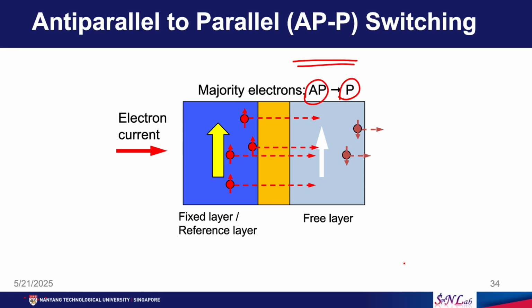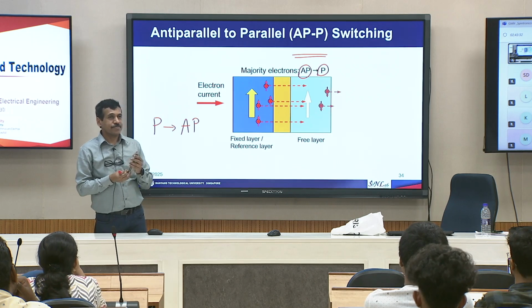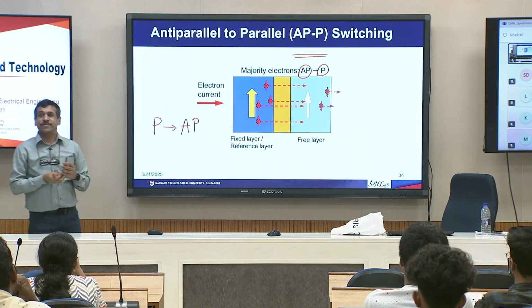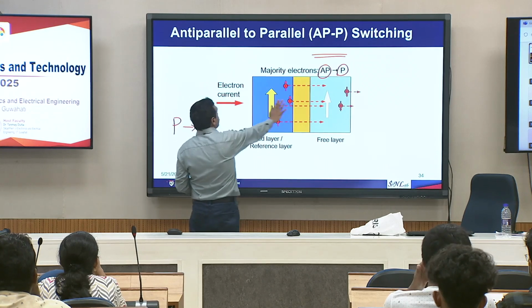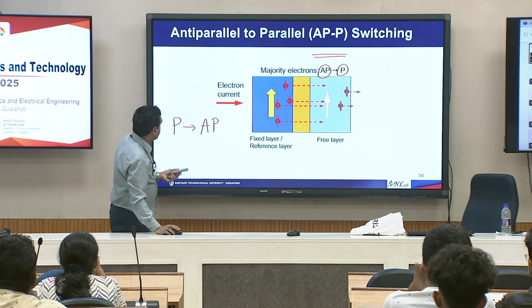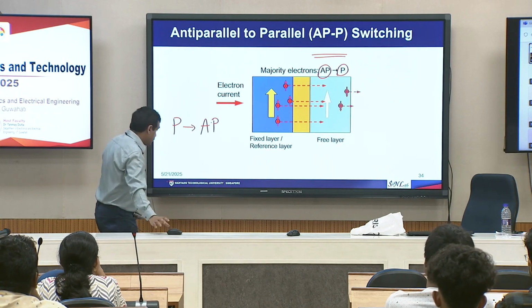Suppose we want to switch from parallel to anti-parallel, what do we do? What can we do? Yeah, we reverse the direction. Okay. So, instead of sending electrons from this side, we send electrons from the other side.